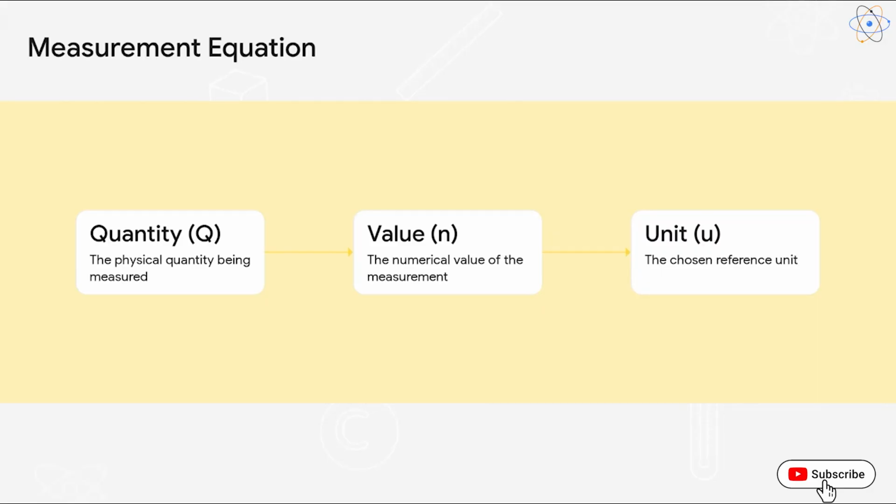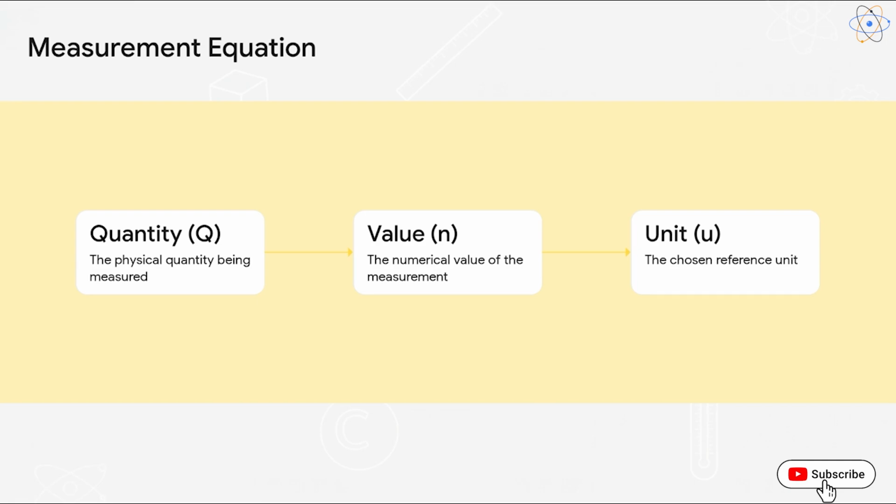Now, every single physical measurement follows a very specific structure. We call it the foundational equation of measurement. It looks like this: Q equals N times U. So Q is the physical quantity itself, N is the numerical value, and U is your chosen unit. The absolutely profound thing about this simple little equation is that if you change the unit, the numerical value changes too. But the physical quantity itself, it doesn't change at all.